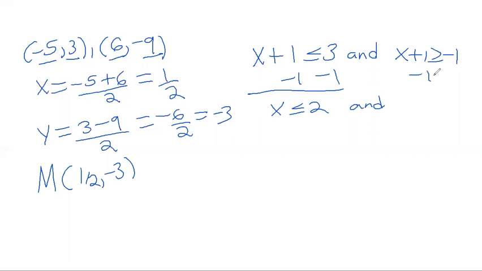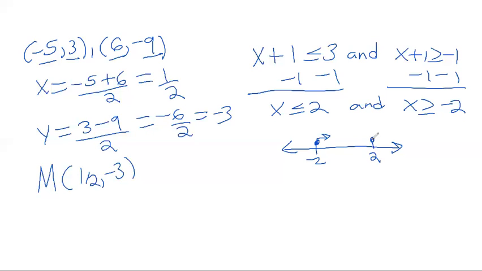And so subtract 1 from here. x is greater than or equal to -2. So if I were to graph this on a number line, -2 going this way, right, because it's greater than or equal to. And notice I darken them in because the equals is there. I have to include that.